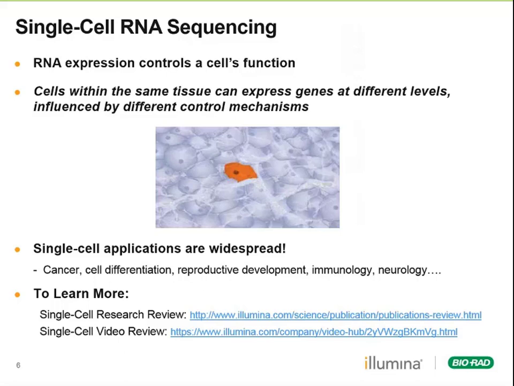Where is this used? Cancer is a typical example where different cells in a tumor might have different outcomes or responses to treatment. There's also cell differentiation and a number of other fields where it's very useful. If you'd like to learn more generally about what's been done in single-cell research, we have a literature review and a great video review on our website.